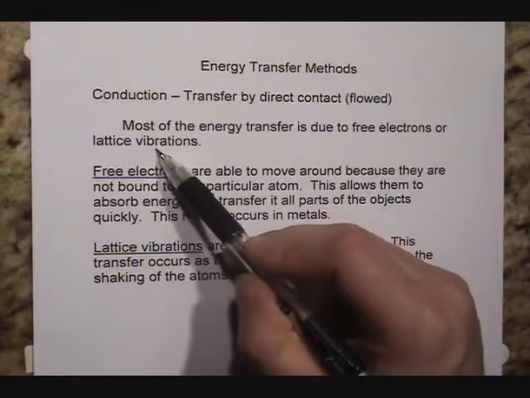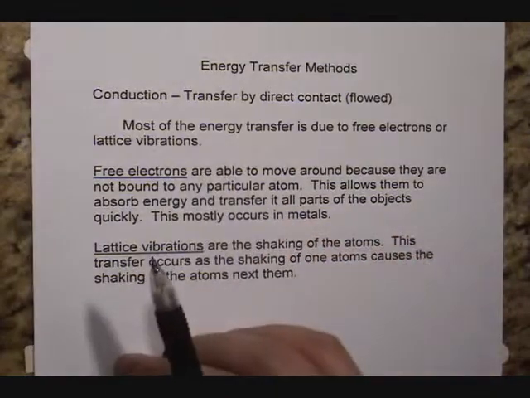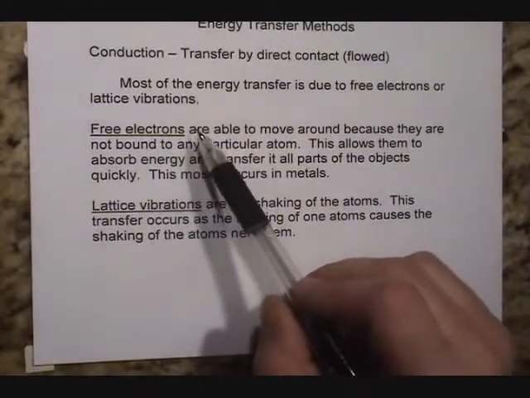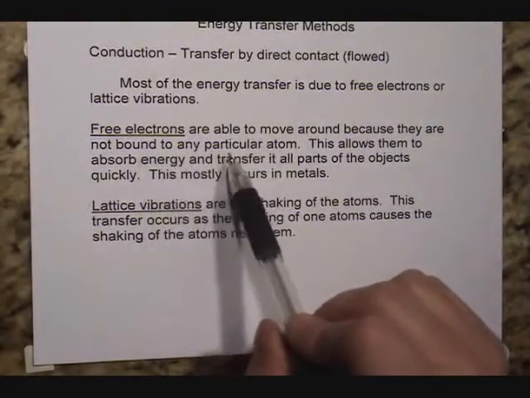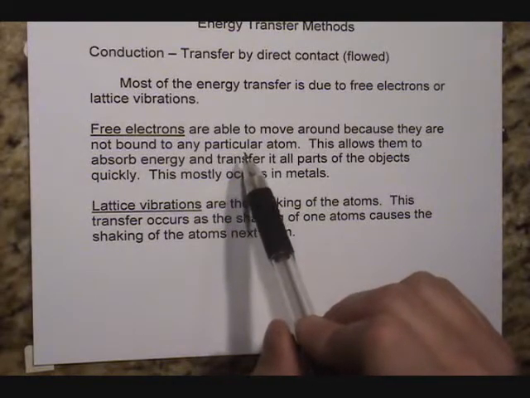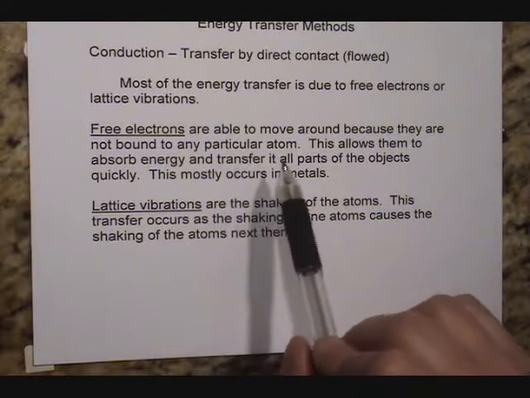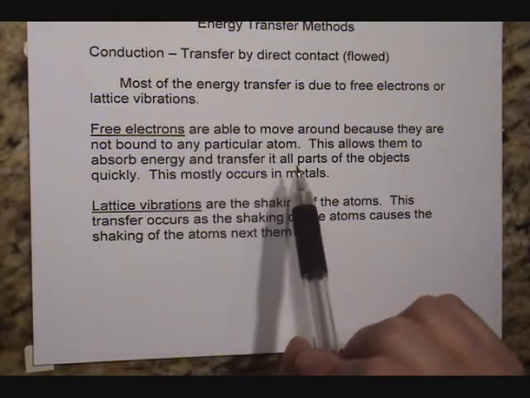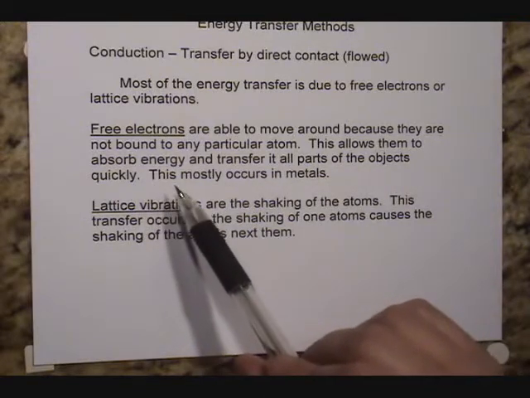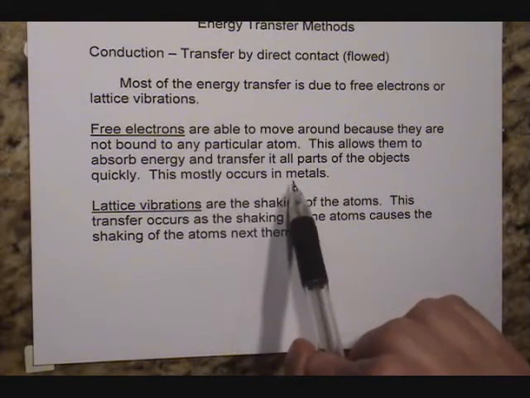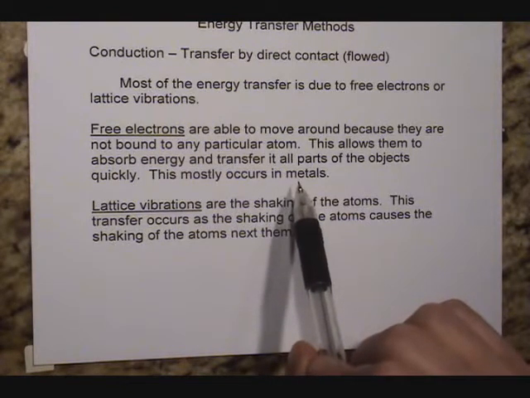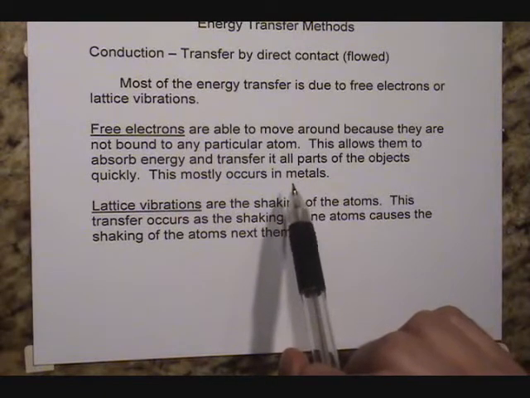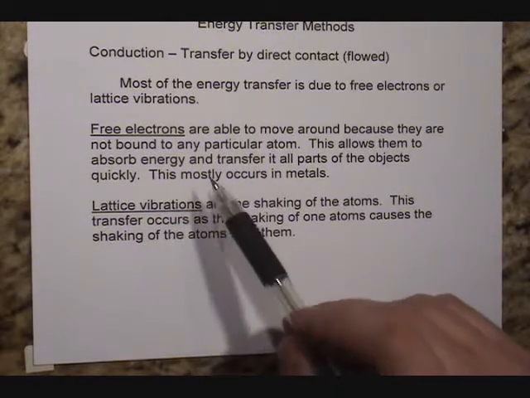Metals heat up very quickly, and other objects don't. That's because they have to pass their energy on through lattice vibrations. In this case, the free electrons are able to move around because they are not bound to any particular atom. They are completely free to go anywhere within the substance. This allows them to very easily absorb energy and also to transfer that energy to all parts of the object quickly. This occurs essentially in metals and then in a few other objects. Graphite, for example, also is a pretty good conductor of energy because it has free electrons. It can conduct electricity.